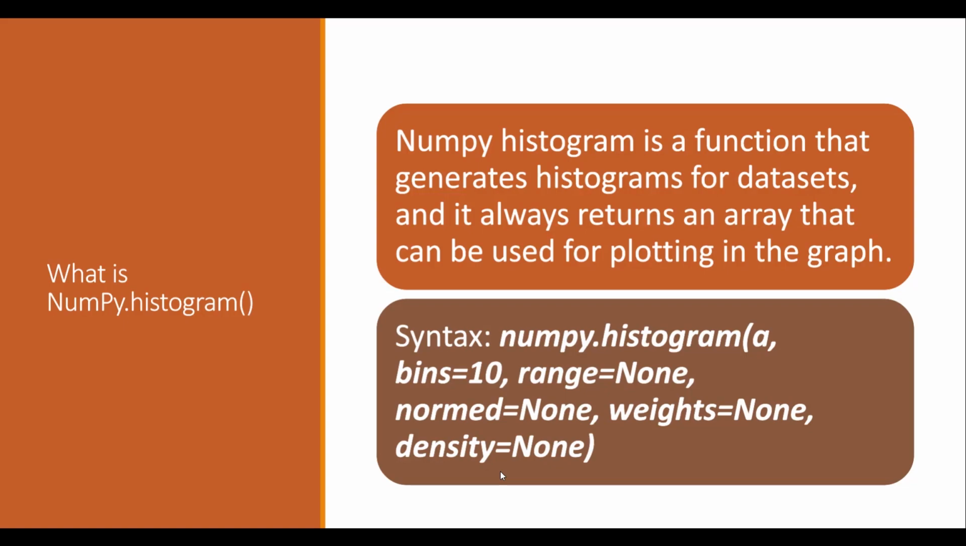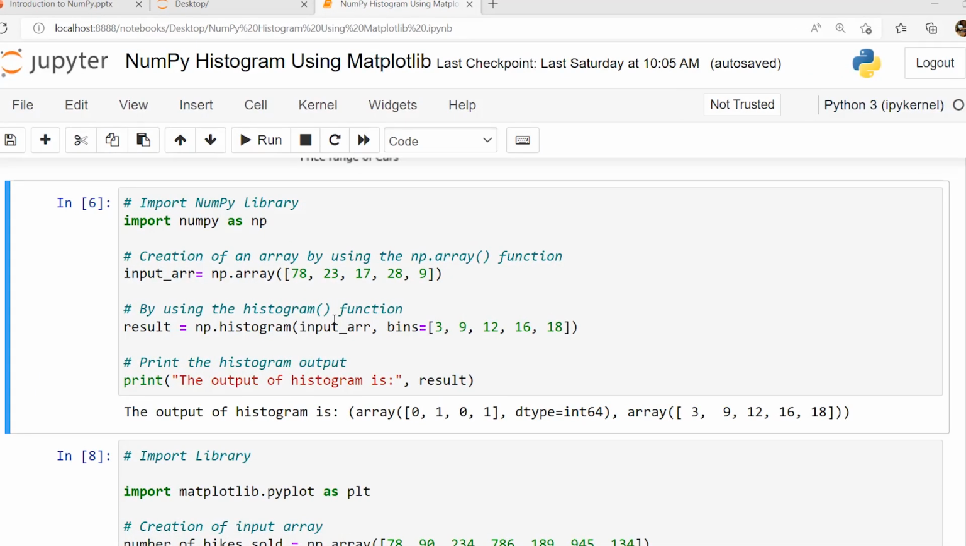Now we will take some examples of numpy.histogram function. So here is the example. In this example, I have created an array by using the np.array function. For this, I have imported the numpy library with the alias name np, and within this function I have assigned integer values as an argument, and then I have used the np.histogram function for plotting the graph.